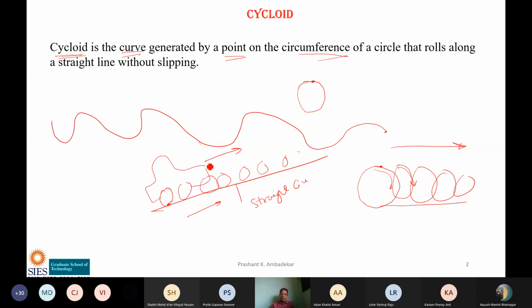So if the car driver applies the brake and the car tire skids like this, from here to here, then you will not get this curve. And this is for one complete revolution of the tire. This curve is called a cycloid.